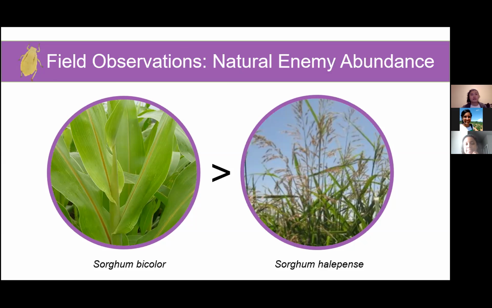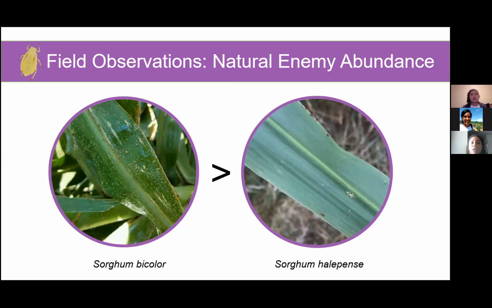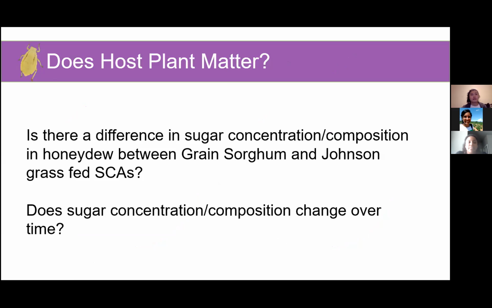And for years, I didn't know why that was. It didn't make sense to me. But after looking at honeydew and given what I've just shown you, I think one of the reasons could be a difference in the amount of honeydew that is produced on either of these plant leaves, and could also just be the type of honeydew that is present or the quality of honeydew. So that's really what my research pertains to today. I wanted to see, is there a difference in sugar concentration and also the identities of individual sugars in honeydew between grain sorghum and Johnson grass-fed sugarcane aphids.